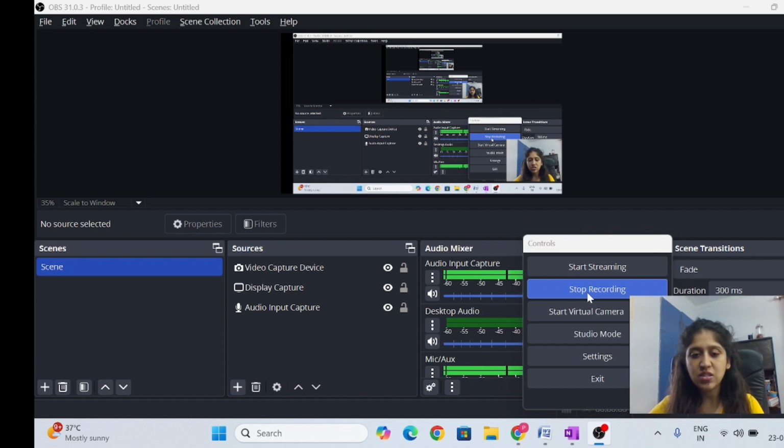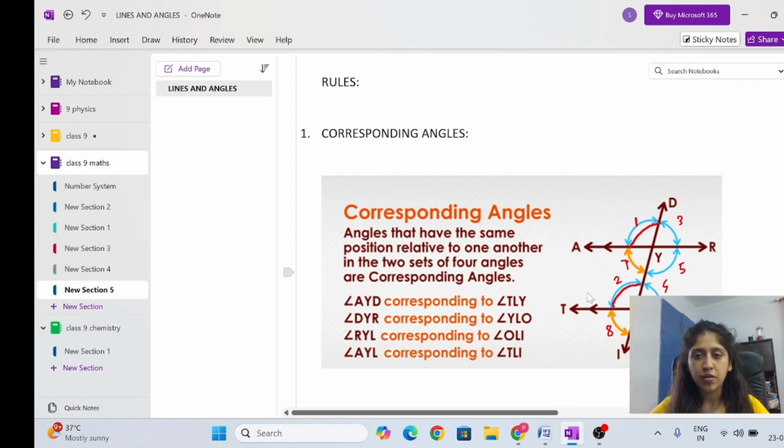So, let's just start with the chapter. I'll just tell you what we are going to do today, okay? We are going to do today the rules for parallel lines. ठीक है, हम लोग आज completely cover up करेंगे all the rules for parallel lines.